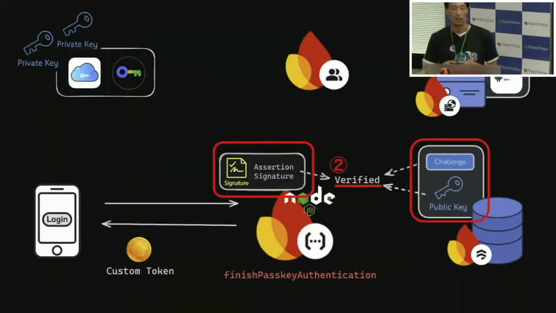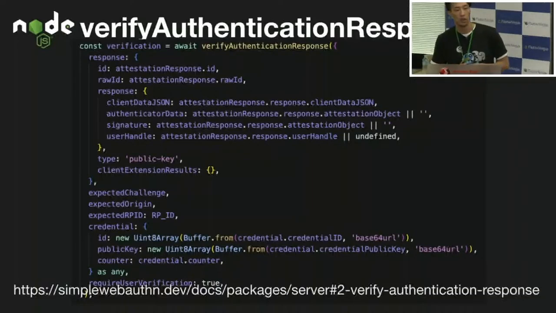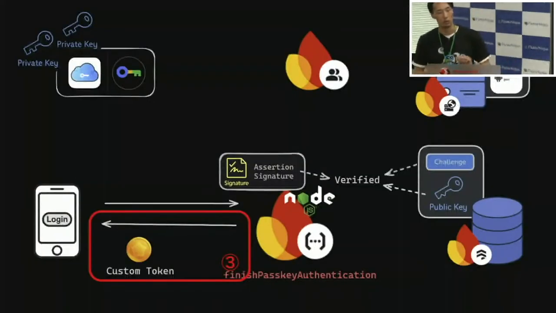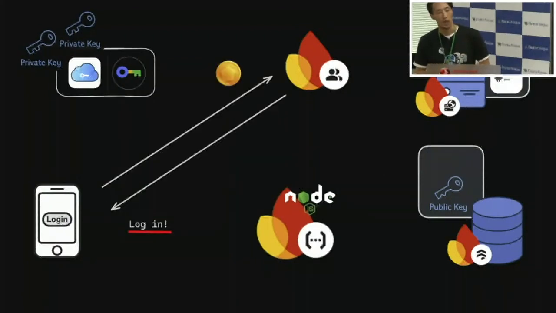Then, just like the registration flow, we will be verifying the signature and public key, and also the challenge will be embedded in the assertion signature again, so we will be verifying that too. That would be done with the verify authentication response method. Then we will be issuing a custom token and sending that back to the client side, and we will be having the login.